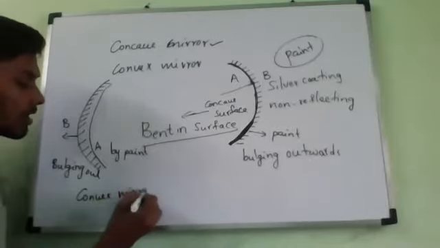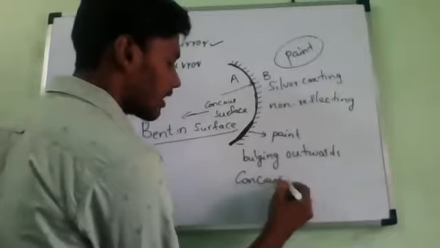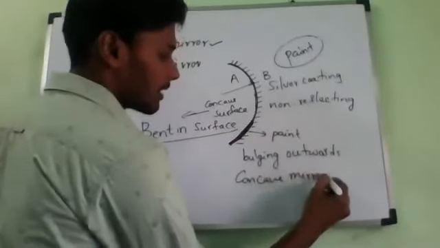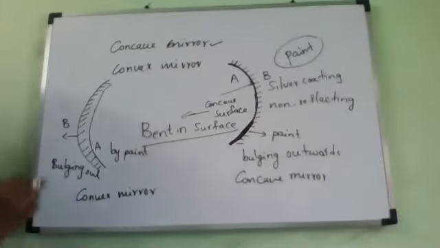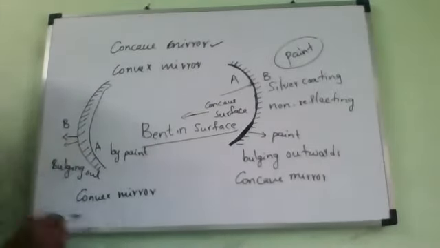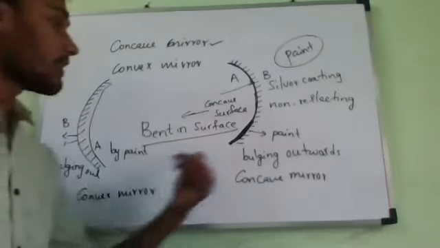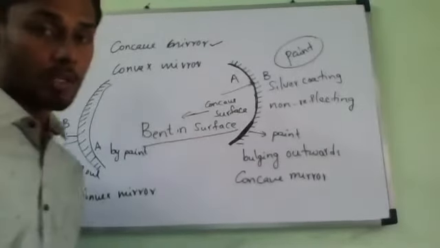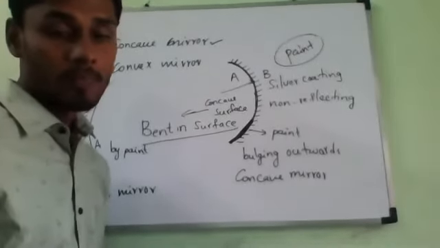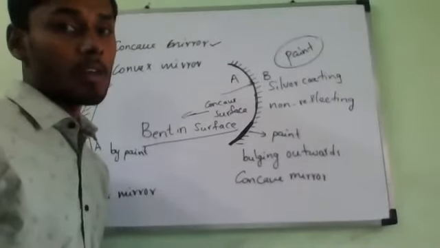This is the convex mirror, and this is the concave mirror. Remember, this surface is called the concave surface, the reflecting surface, and this surface is called the convex surface, or the bulging-out surface, while here the concave surface is the bent-in surface. You should remember. Do all of you understand? Yes or no?